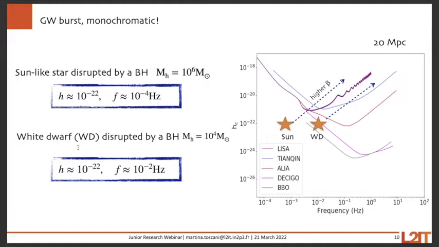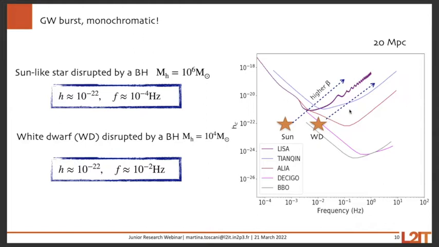Instead, if I consider a white dwarf disrupted in this case by an intermediate mass black hole, the gravitational wave amplitude is around the same order of magnitude as the previous case, while the frequency is a bit higher. So just to illustrate what I'm talking about, in this plot, on the vertical axis there is the gravitational wave amplitude of the signal, and on the horizontal axis there is the frequency in Hertz.